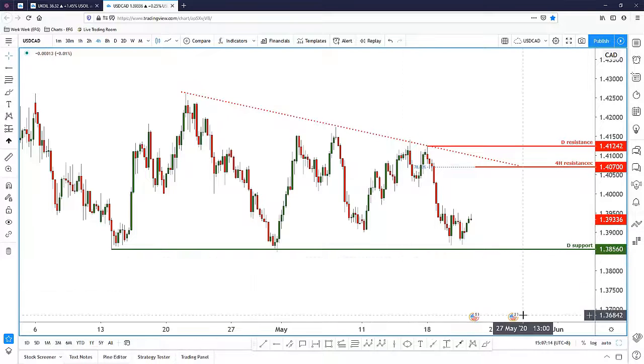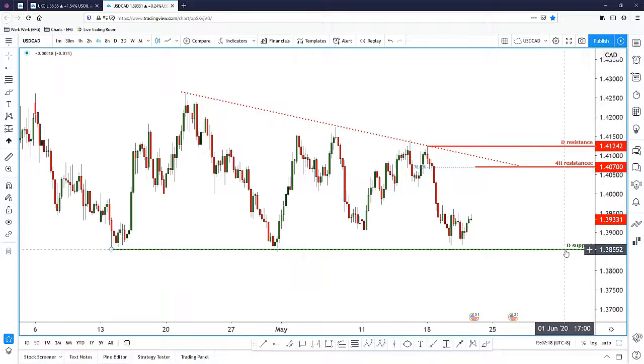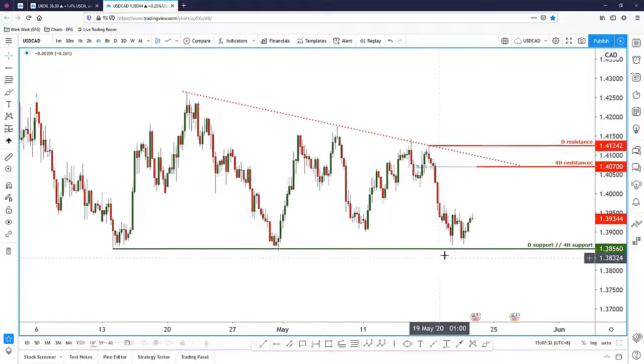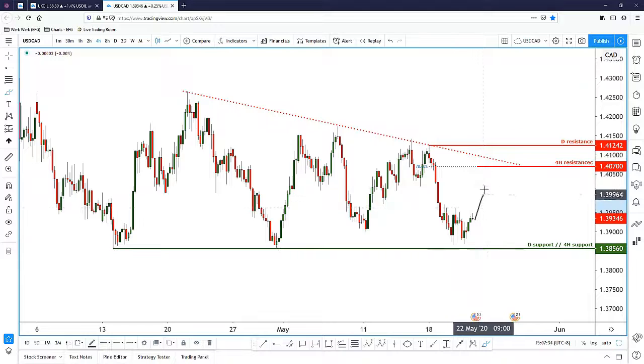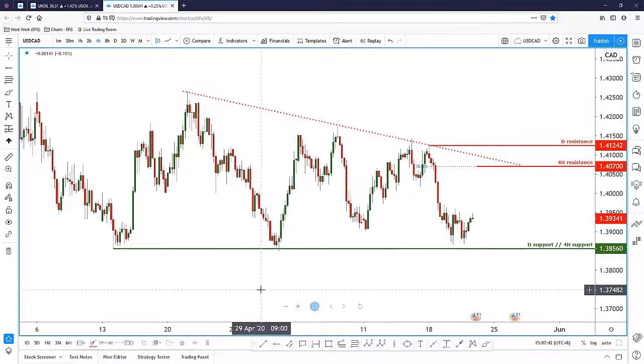And of course, we have our 4 hour support, right? Price is actually quite close to the daily support right now. So the daily support can also double up as a 4 hour support. So with that, the bias that we have is for price to push up towards this 4-hour resistance level. And now we have the resistance and support level. Let's go down to the 1 hour.